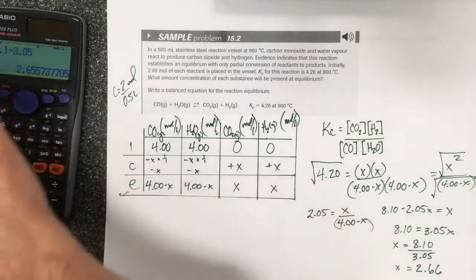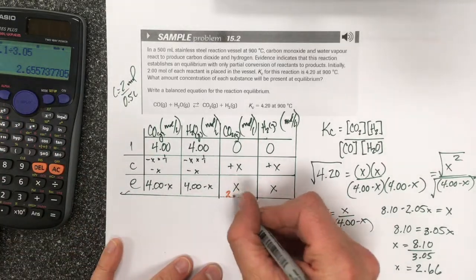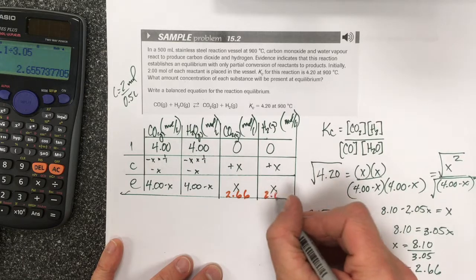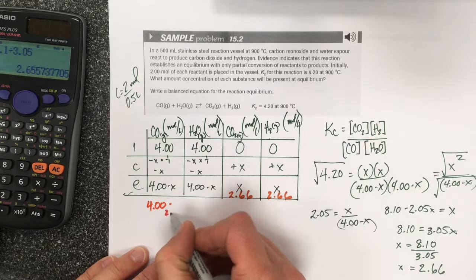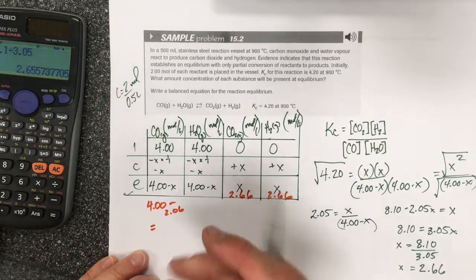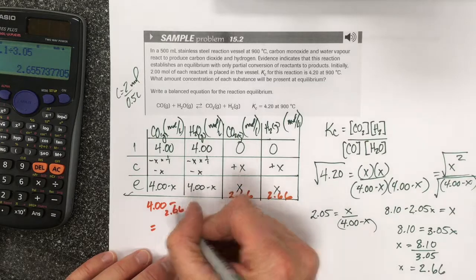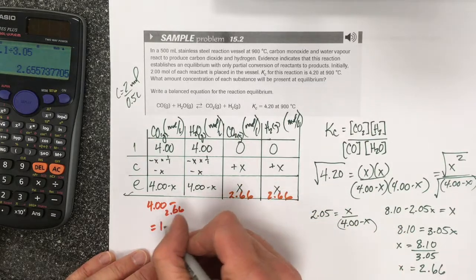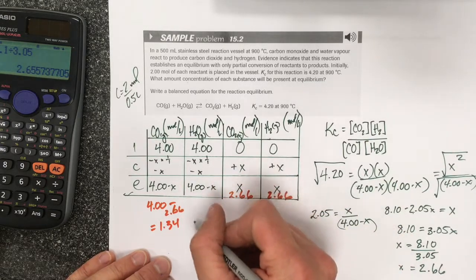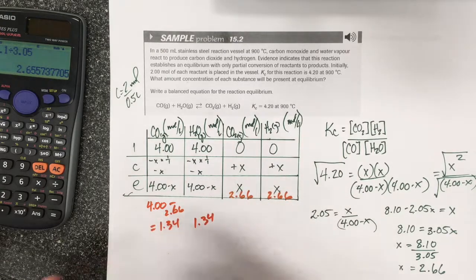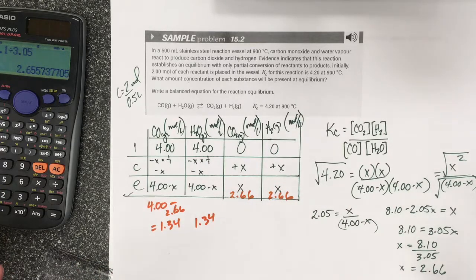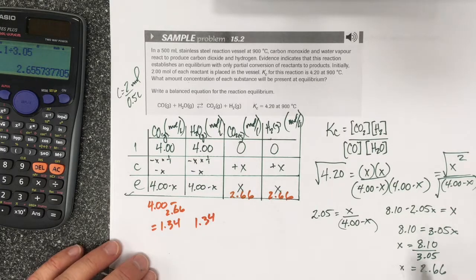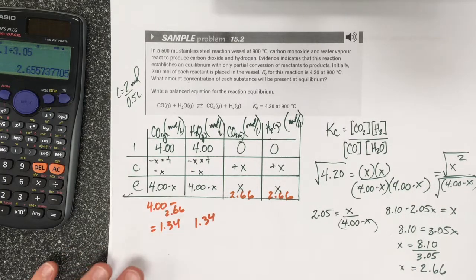And I can take that value and substitute it in here. So I know that the value of x is 2.66. So this is 2.66. And that this will be 4.00 minus 2.66. So this is going to be 1.34, and this will be the same number because it's 4.00 minus 2.66. And I've got the mole per liter concentration for all my reactants and products at equilibrium. And I've just done some algebra to get there.